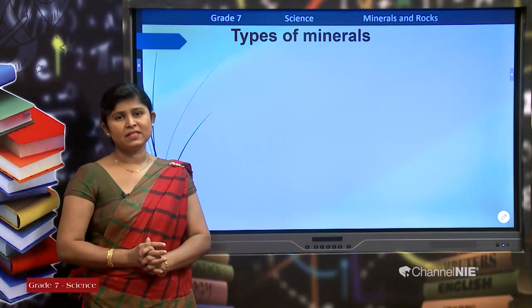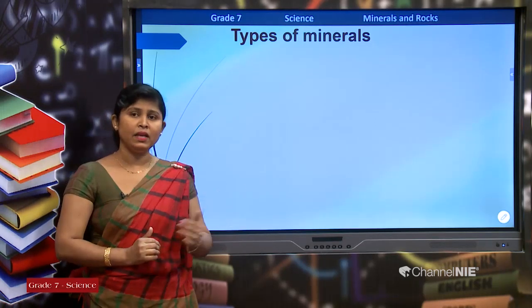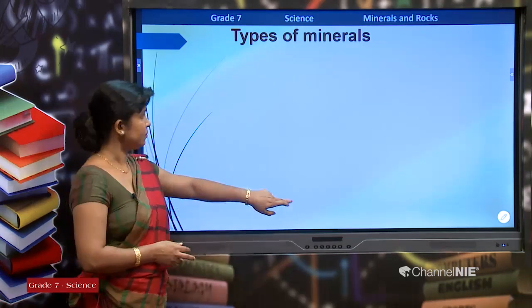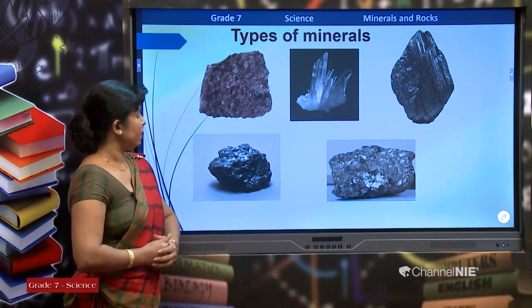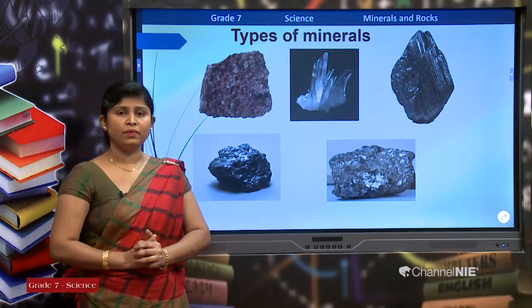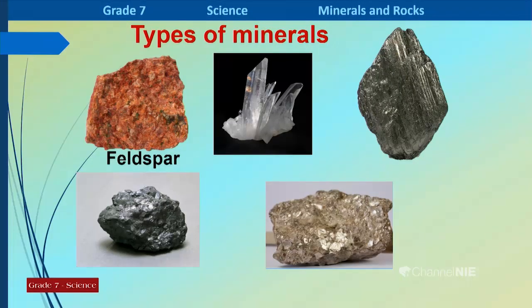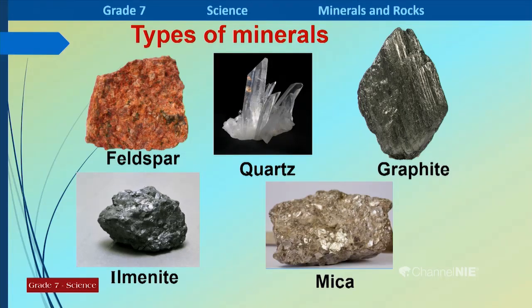Types of minerals, right. At the beginning of the lesson I showed you that there are different types of minerals. I have given you some pictures of different types of minerals available in our country. Feldspar, quartz, graphite, ilmenite, mica, right. Let us read them again. Feldspar, quartz, graphite, ilmenite and mica, right.